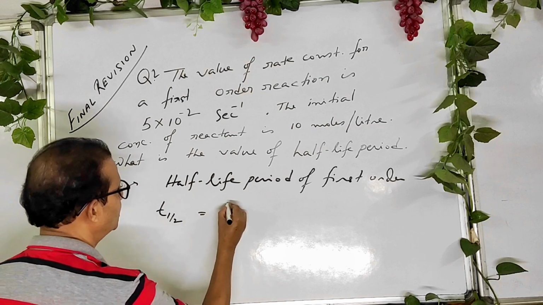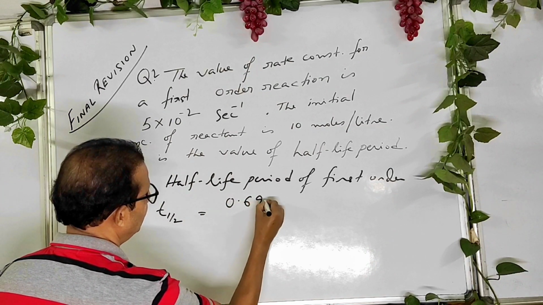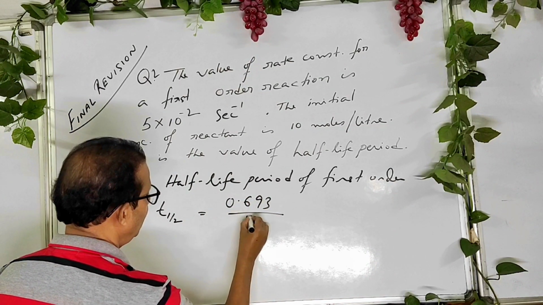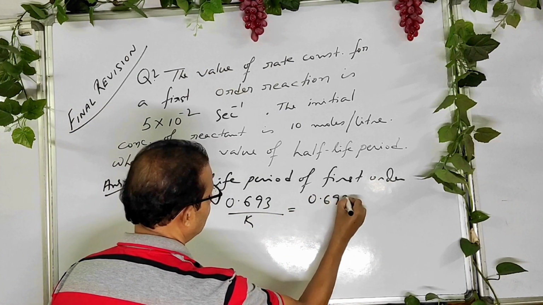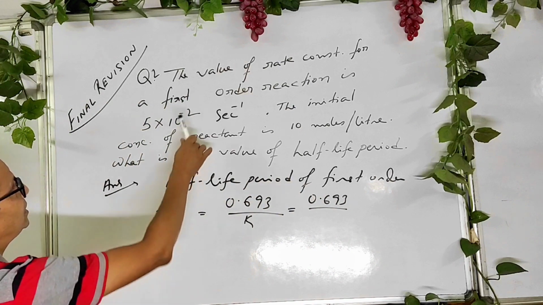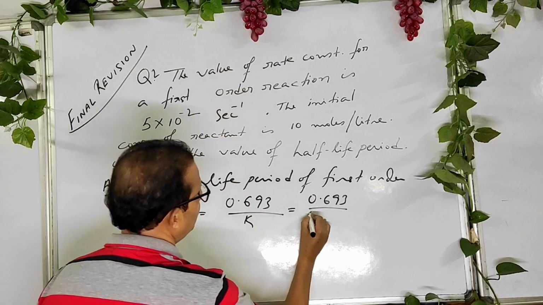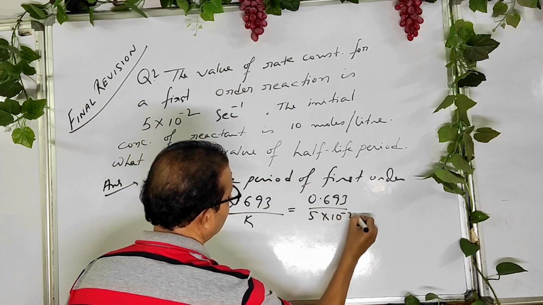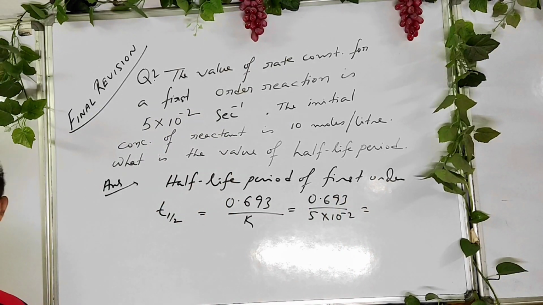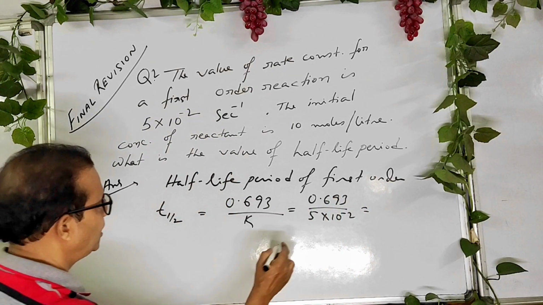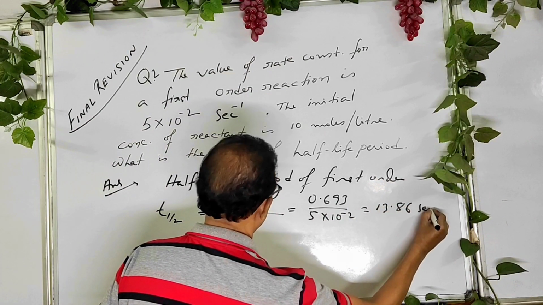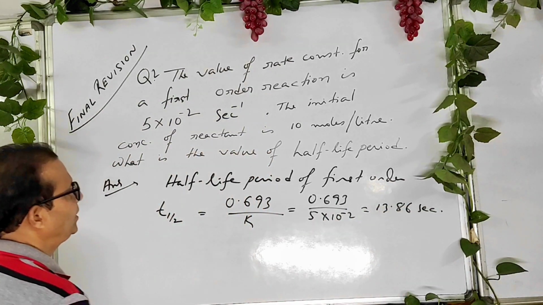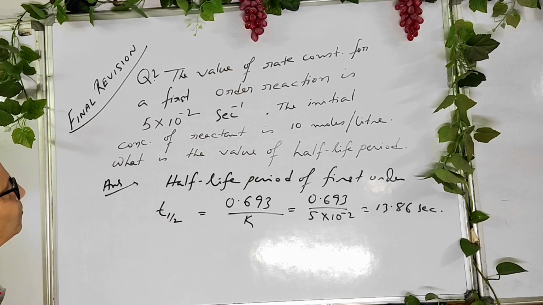So the formula is 0.693 by K. K is given, the rate constant 5 into 10 to the power minus 2. Just do the calculation, it becomes around 13.86 second, around 13.86 second, okay.